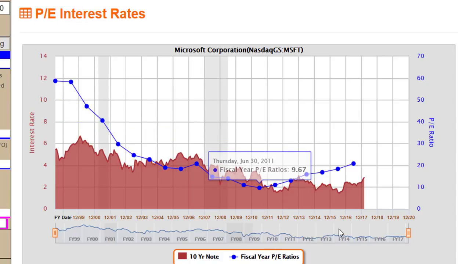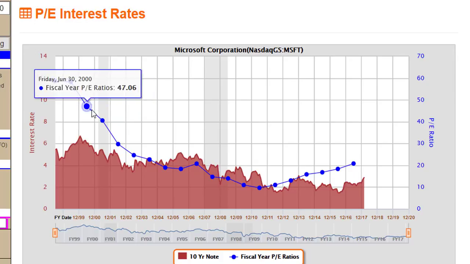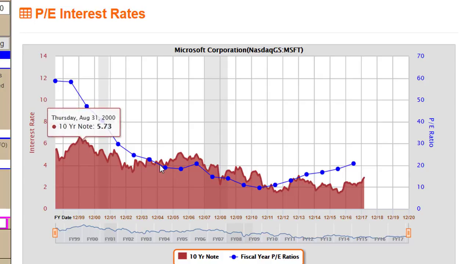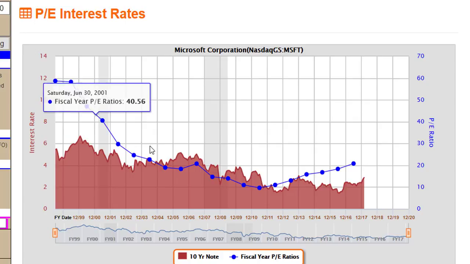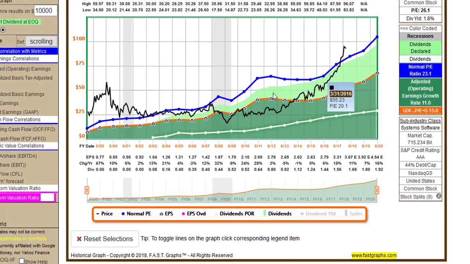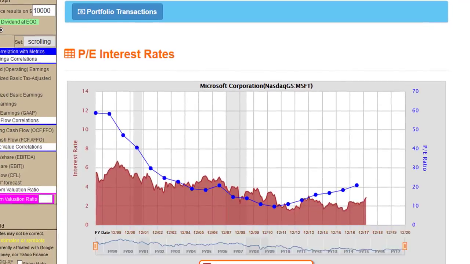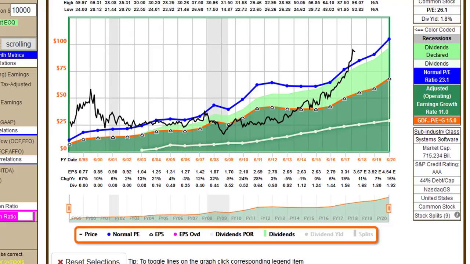But the point is this: the valuations of Microsoft were abnormally high back in this 98, 99, and 2000 period of time. So even though interest rates were falling from a high here of 6 all the way down to an interest rate of 1.57 on the 10-year Treasury bond by 2012, you had both Microsoft's PE ratio and interest rates falling simultaneously. Now, more recently, as Microsoft became relatively attractively valued coming out of the Great Recession, you started to see this relationship working. As interest rates fell, Microsoft's PE began to increase. But once again, it increased far beyond what interest rates would indicate.